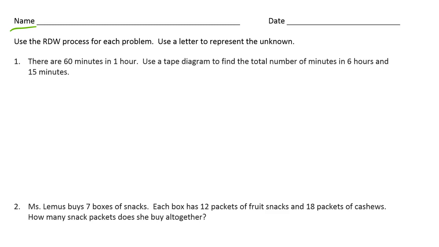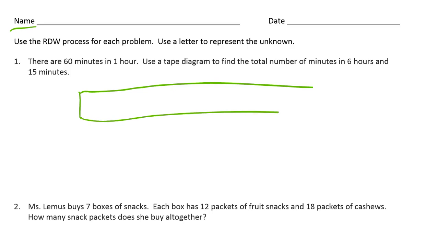There are 60 minutes in 1 hour. Use a tape diagram to find the total number of minutes in 6 hours and 15 minutes. So we have 6 hours. 1, 2, 3, 4, 5. So this is 1 hour. And then we have this little 15 minutes here. And each hour is 60 minutes.